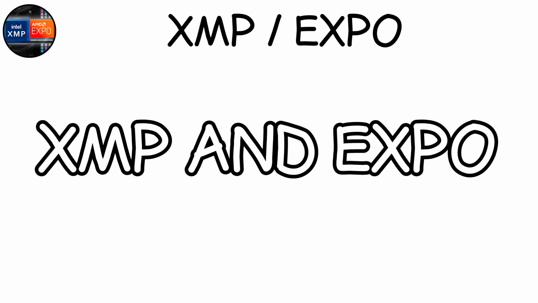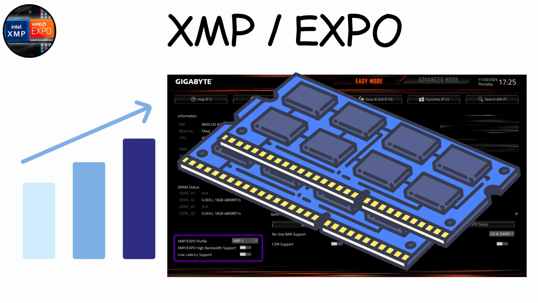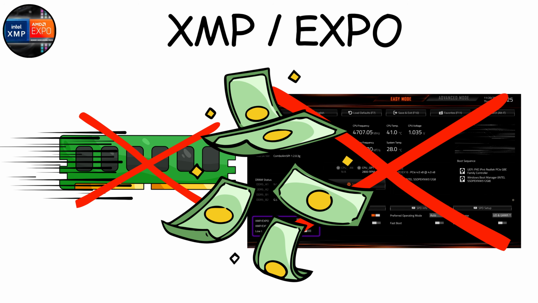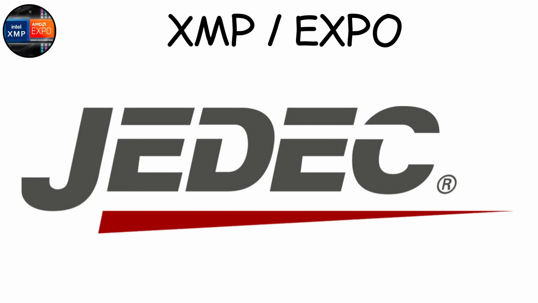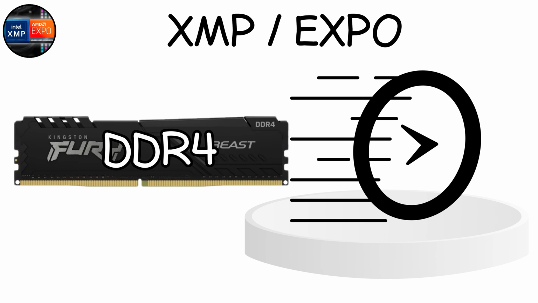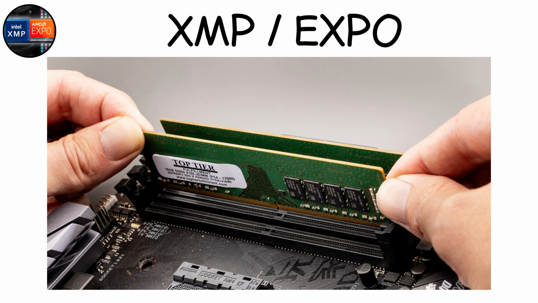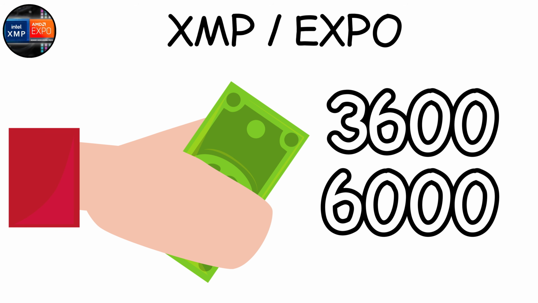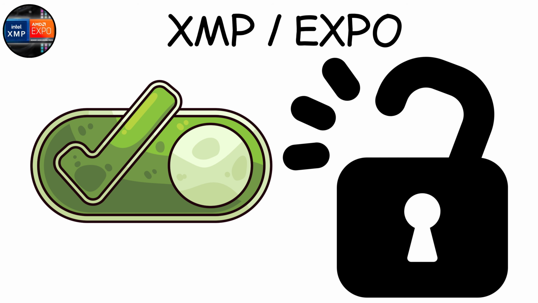XMP or EXPO. XMP and EXPO are pre-made performance profiles stored directly on your RAM sticks. Without enabling these profiles, your RAM will not run at the speed you paid for. All RAM has a base speed set by the industry standard called JEDEC. For DDR4, that base speed is 2133. For DDR5, it's 4800. When you first install RAM, it runs at this slow base speed even if you bought 3600 or 6000 speed RAM. The faster speeds are technically overclocked speeds, and you must enable the profile to unlock them.